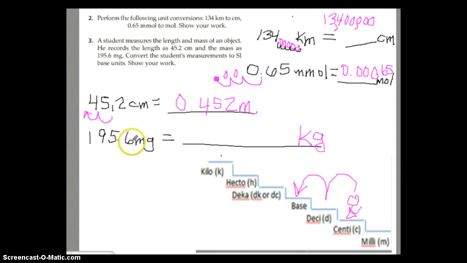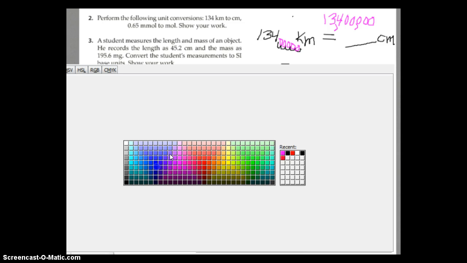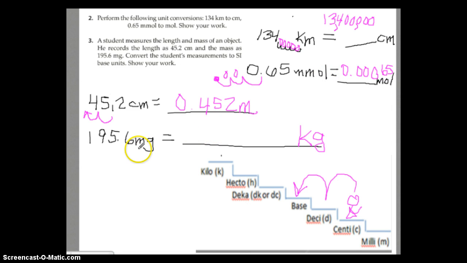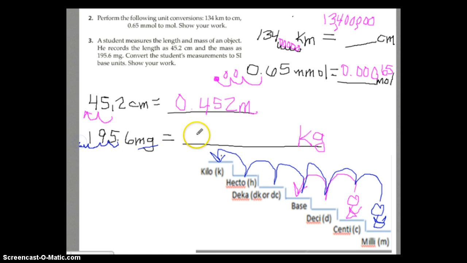All right, now let's convert 195.6 milligrams into the standard base unit, which is kilograms. I don't know why it's not grams. I'm not the one who invented it. So we will go ahead and we're starting on milligrams. So we'll start down here and we're going to kilos. So 1, 2, 3, 4, 5, 6 hops to the left. So 1, 2, 3, 4, 5, 6. We'll squeeze that in there. And we rewrite it as 0.0001956 kilograms.